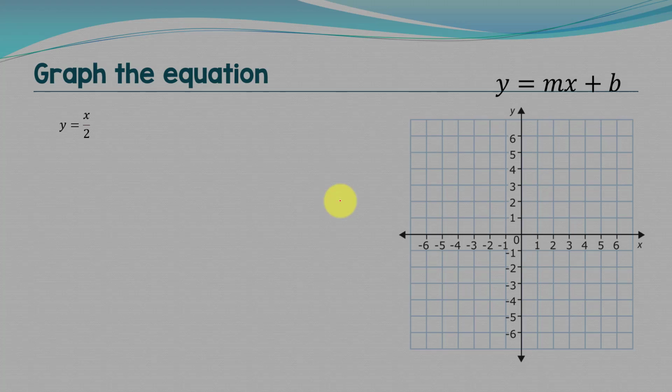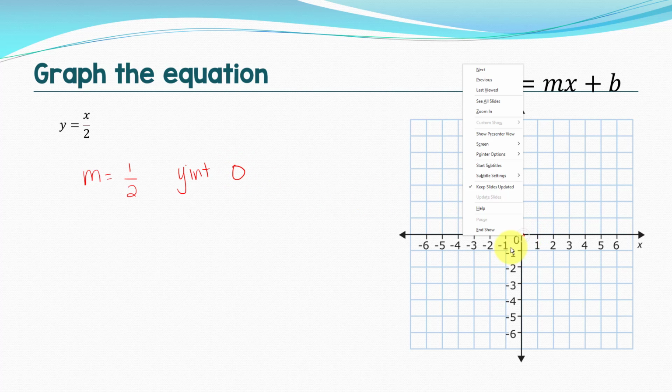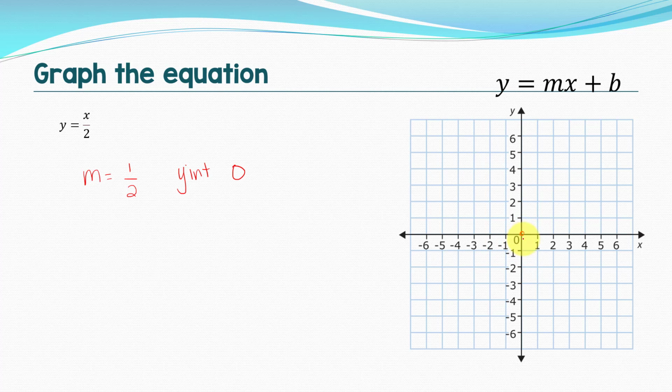All right, let's look at this one. X over 2. So again, the slope was 1/2, and the y-intercept was 0. So I'm going to start and put a point at 0. Then I'm going to count up 1 over 2, put a point there, and now I'm connected. And that would be that equation graphed.